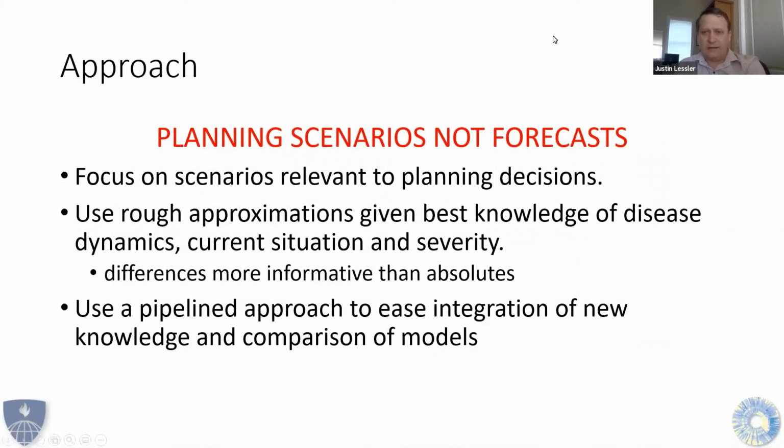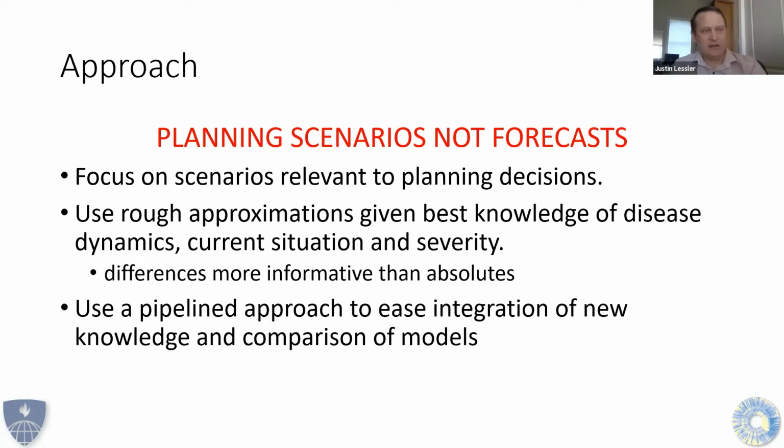So that's forecasting, but forecasting, as I said, isn't the only use of models. Early on in the pandemic, and I think still quite useful, is to focus on planning scenarios, not forecasts. So what's the difference? The idea is that we want to focus on scenarios relevant to planning decisions and get rough approximations, based on our best knowledge of the dynamics, the current situation, and severity, to give midterm projections of what might result from different policy decisions.